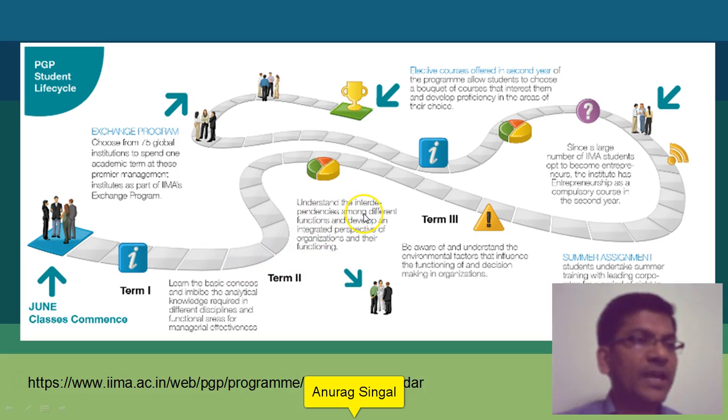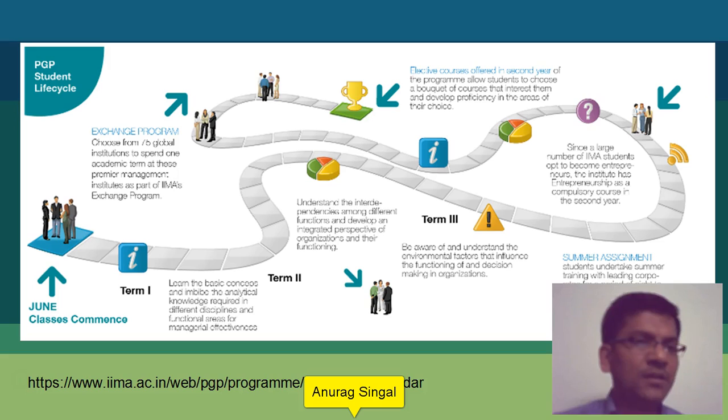In term 2, you understand the interdependencies, and then term 3 goes. Then you have a summers program. Then a lot of them want to take up entrepreneurship, so that's a compulsory course in second year. Then you have a host of electives. So the kind of specialization that can happen in a B school will happen during the second year. First year you just run through the course. The pace is really amazing.